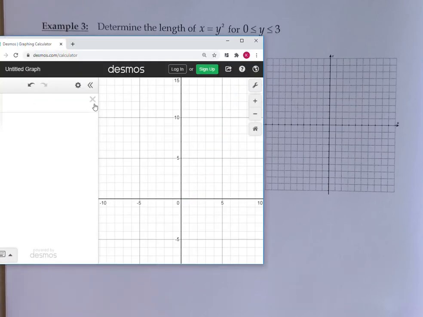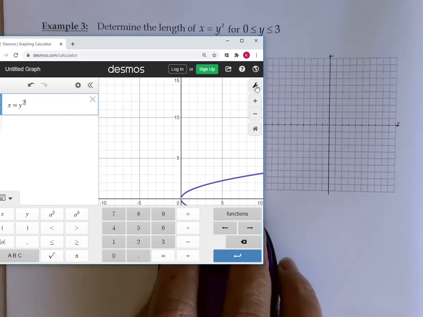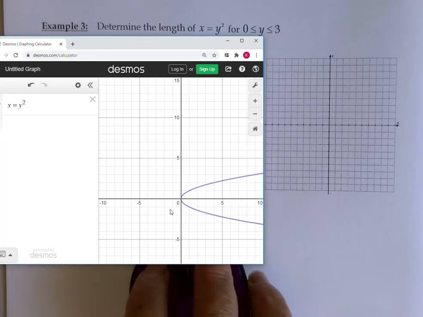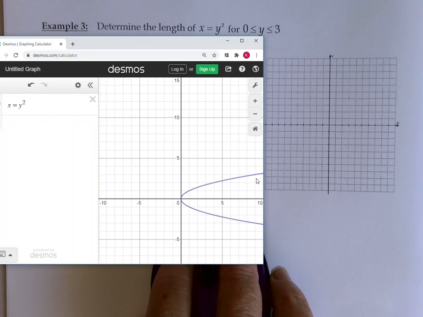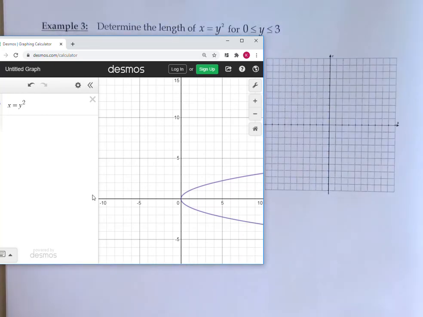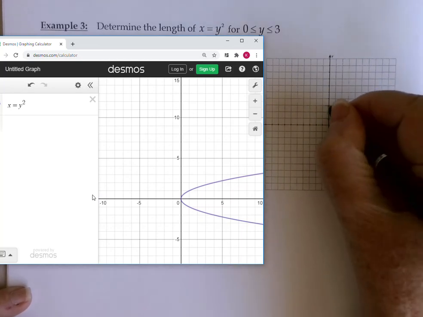If I just type in x equals y squared, there we go. And I want to go from y equals 0 to y equals 3. So it looks like right around here would make sense, right? If y is 3, x would be 9. So what I've got is out here at x equals 9, y is 1, 2, 3.